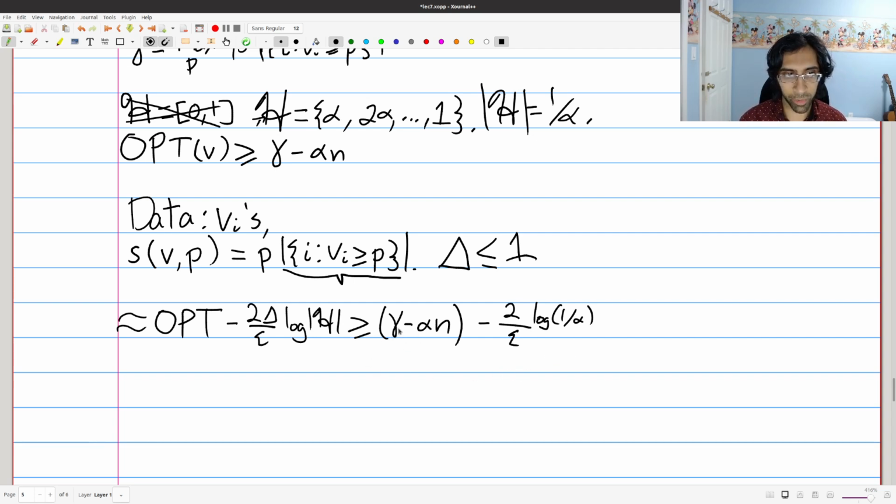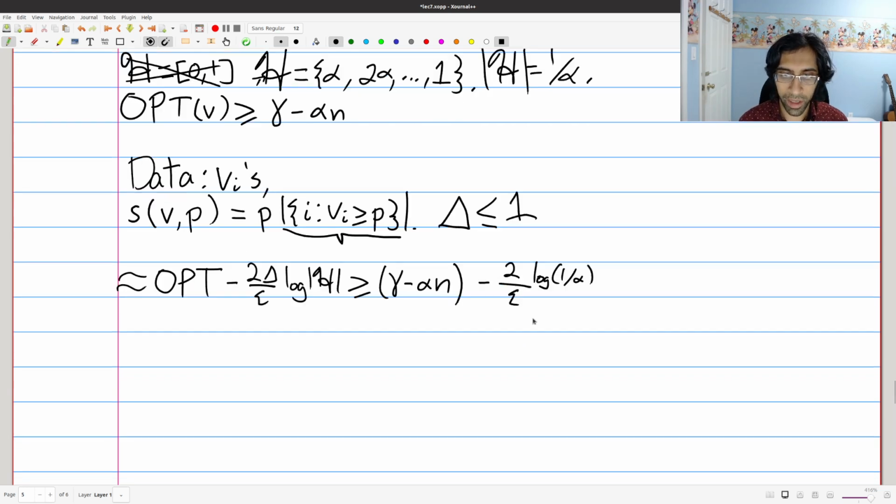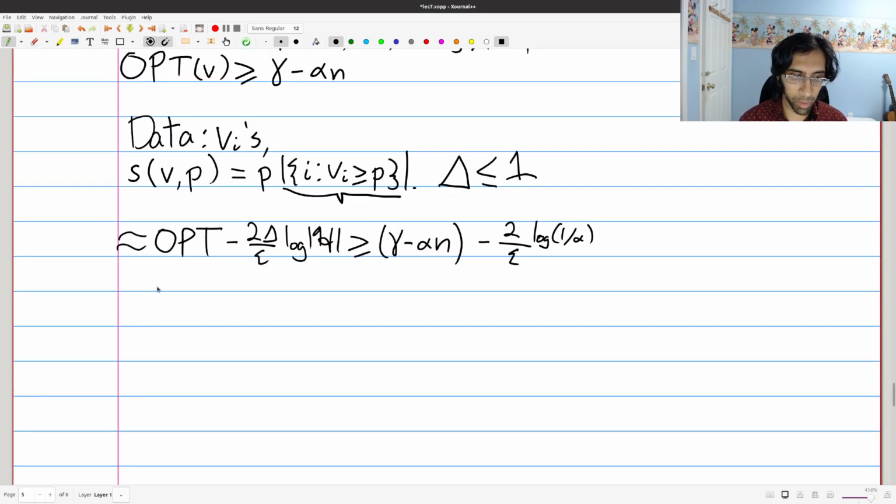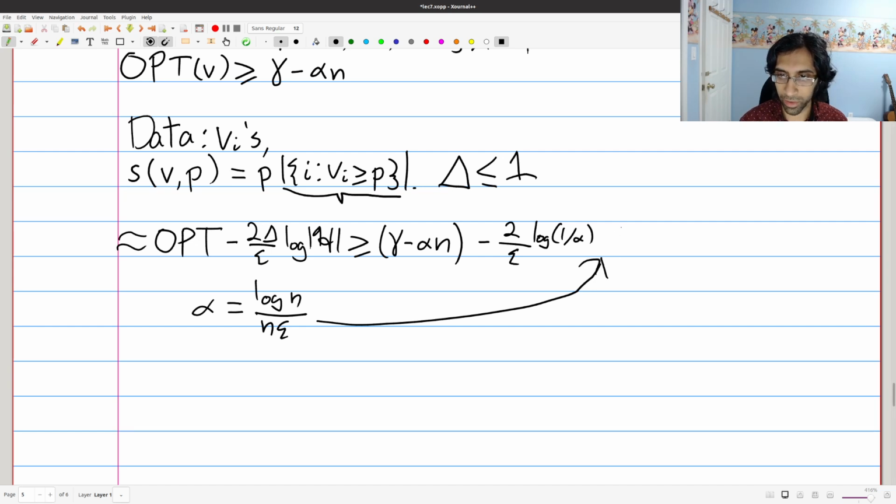So now we see how much we've lost by running the exponential mechanism and this discretization together: gamma minus alpha n minus 2 over epsilon log 1 over alpha. But how do we combine these two? There's sort of a trade-off here with how we set alpha. Recall that we still have to choose it. So if you set alpha to be something like log n over n times epsilon, then this will give you that this is greater than or equal to gamma minus O of log n over epsilon.